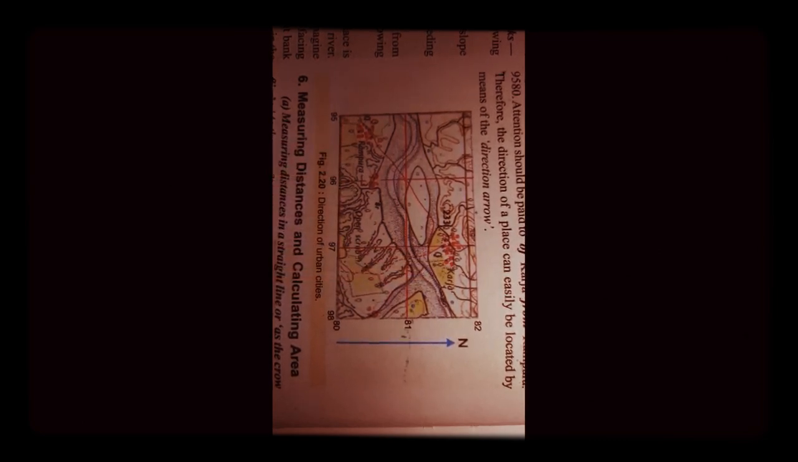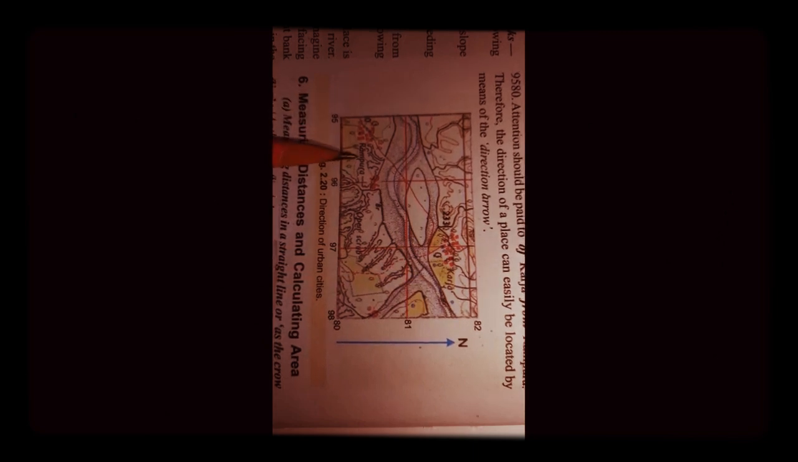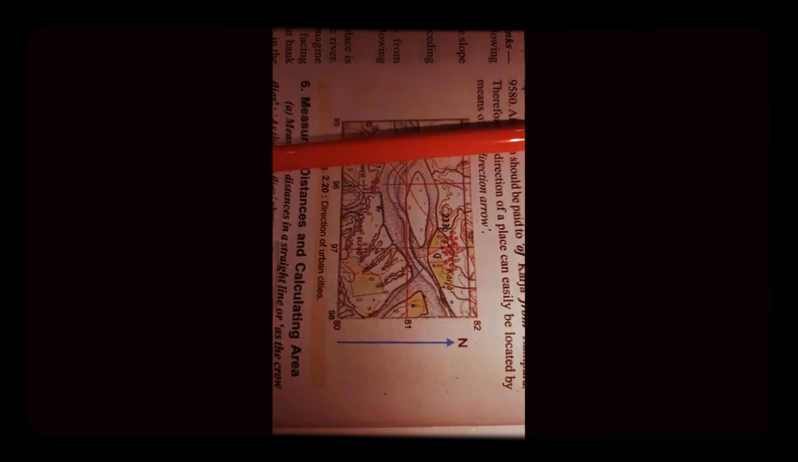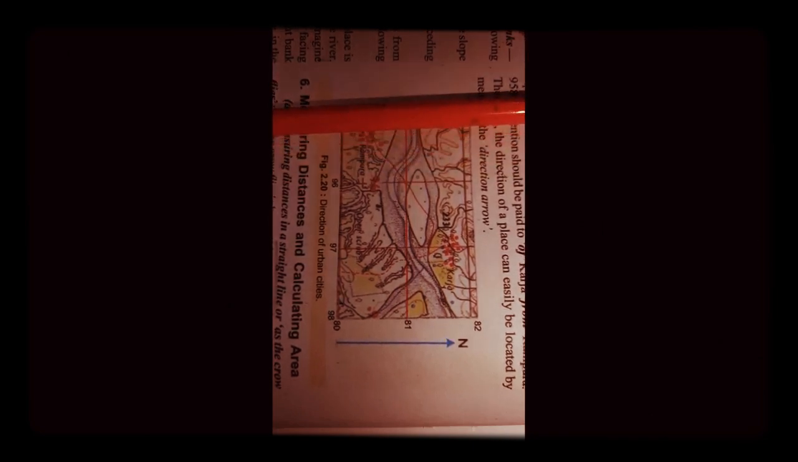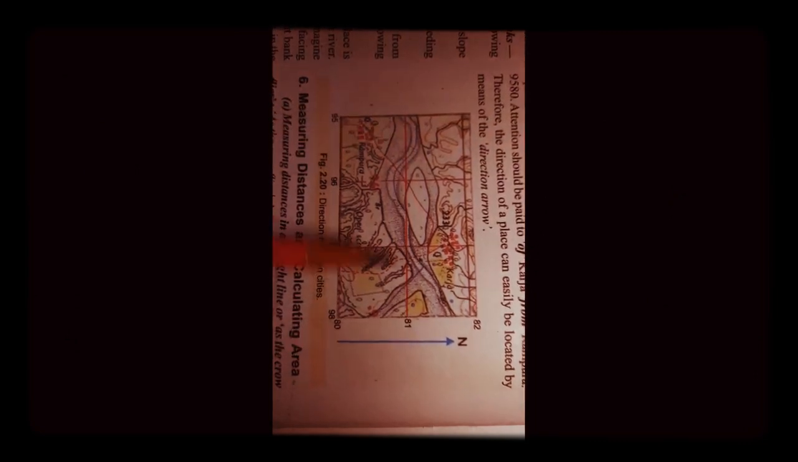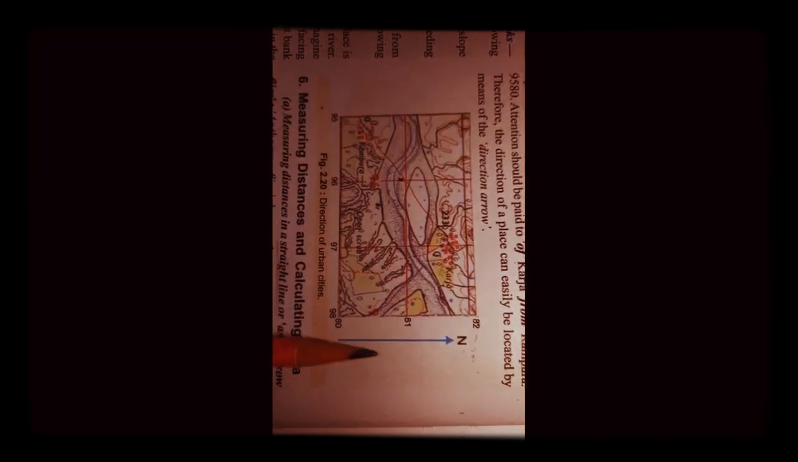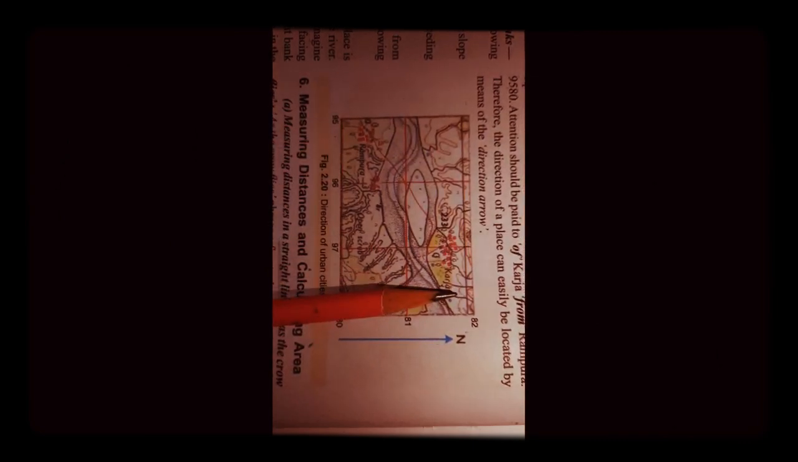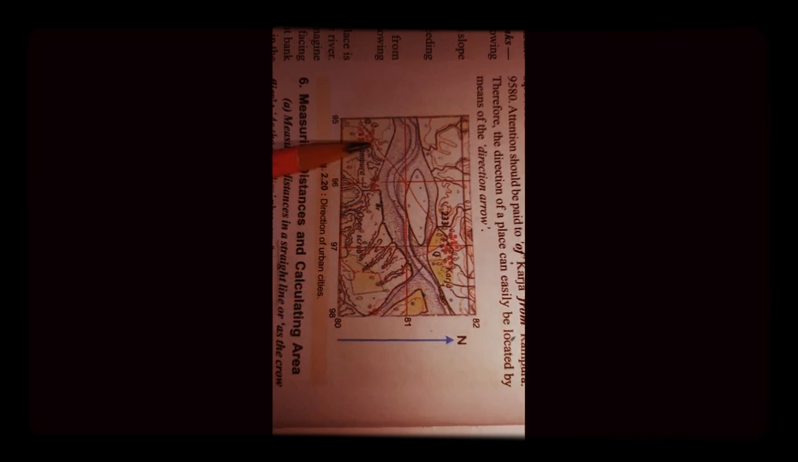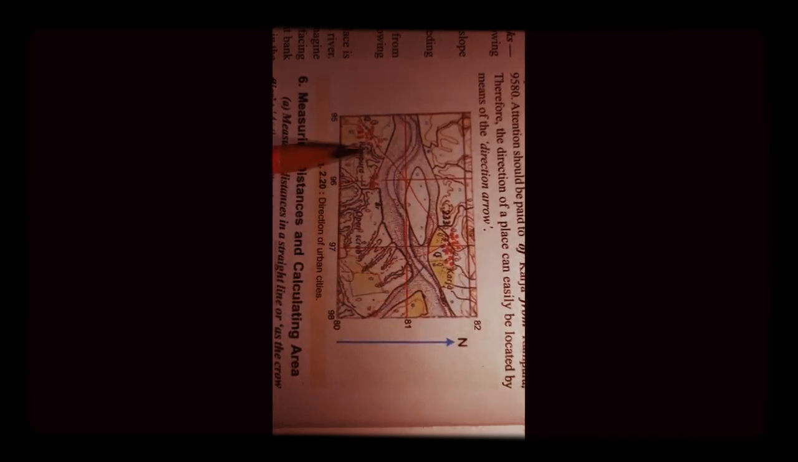Now reverse the question: what is the direction of Karja from Rampura? Then how can we find out the direction of Karja from Rampura? Here we will set the 8 cardinal points. Now you can see this is north, this is south, this is east, and this is west. So this is north, this is east, so this is northeast. So Karja is located in the northeast direction from Rampura.